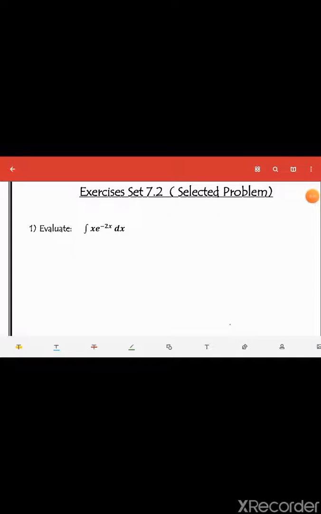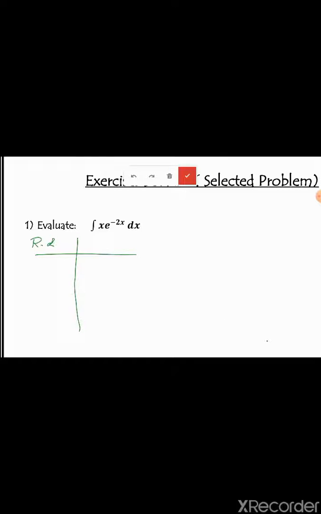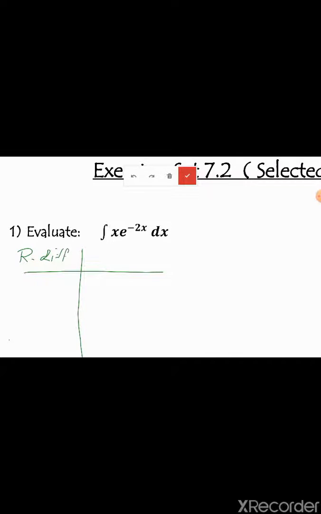The first example, evaluate x e to the power of negative 2x dx. I'm gonna use here the tabular way. I will make a table of two columns. The first column is for repeated differentiation. And the second column is for repeated integration.